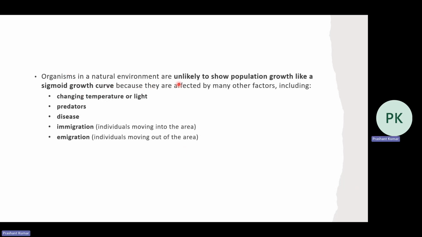Organisms in natural ecosystems are unlikely to show population growth like a sigmoid growth curve, because they are affected by other factors like light, changing temperature, predators, disease, immigration, right? Moving into the area, immigration, moving out of the area, right? So all these factors play a major role and affect the growth curve.